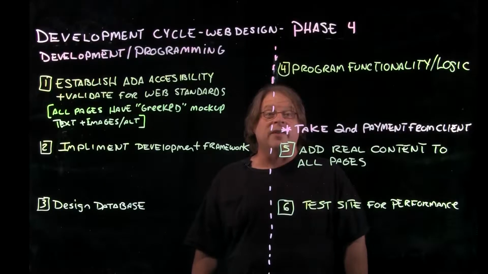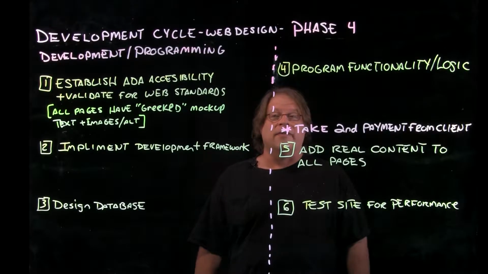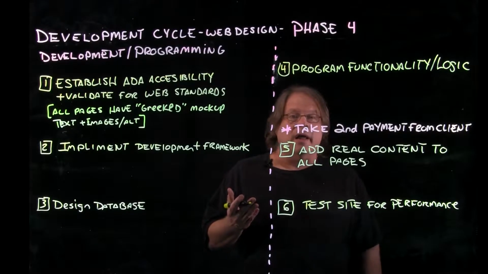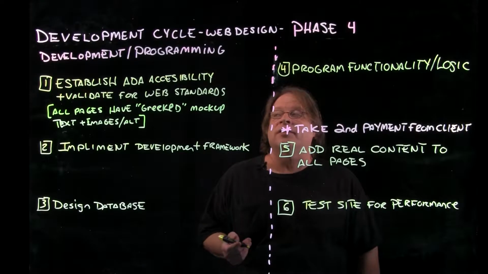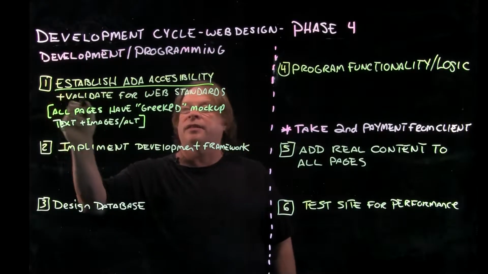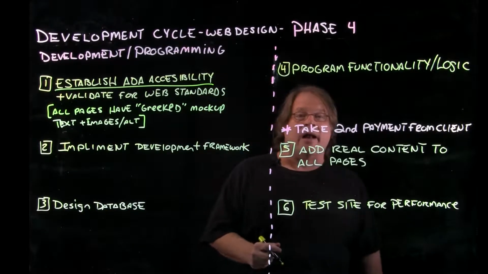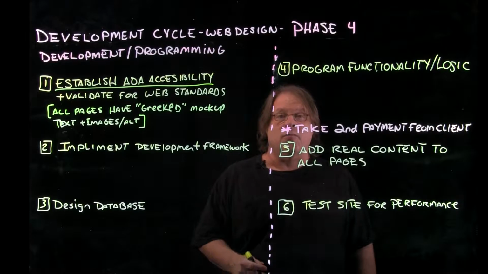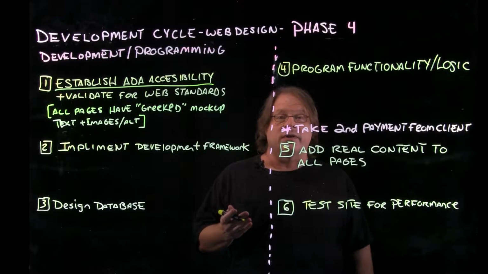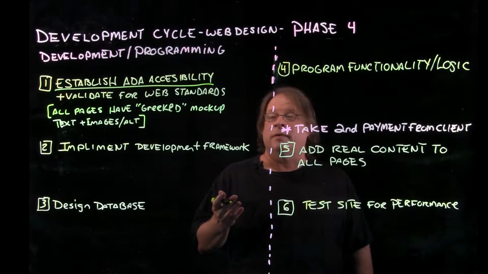The fourth phase of the development cycle is the development/programming phase. In this phase, we're going to basically add the logic and the programming to our pages. First off, establish your ADA accessibility. That's your Americans with Disabilities Act. Make sure all your pages are compliant for that. Add your alt tags to your images and other things that need to meet ADA requirements.